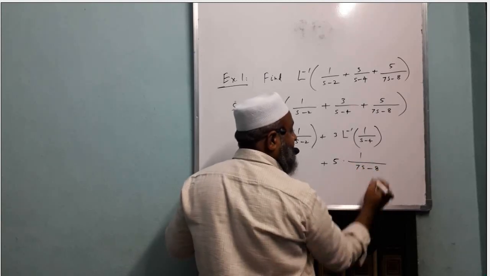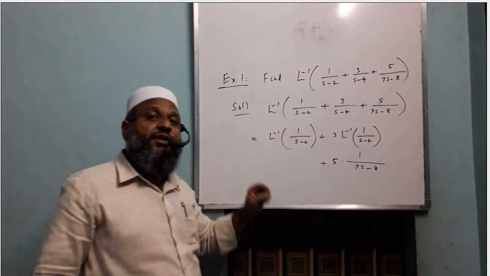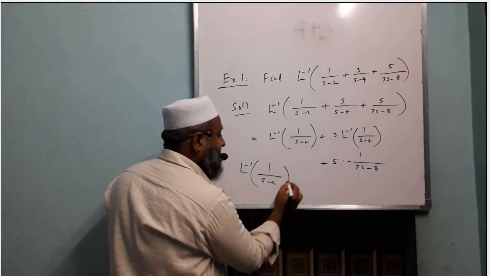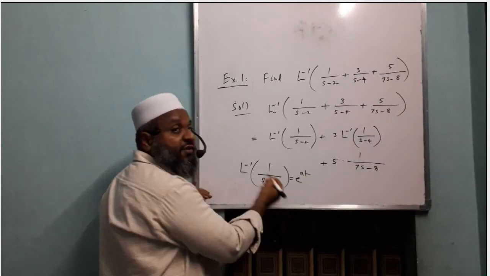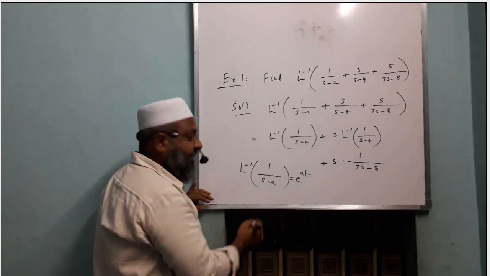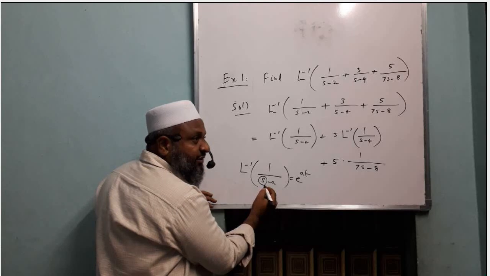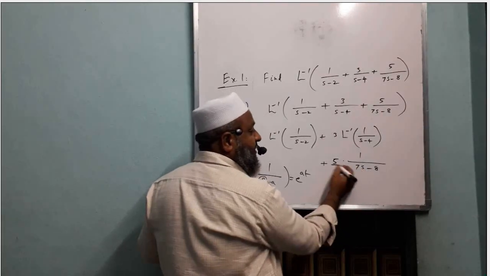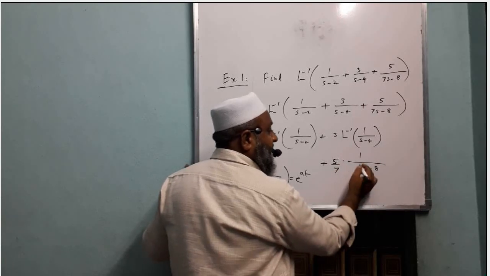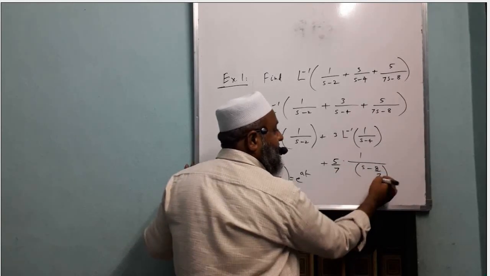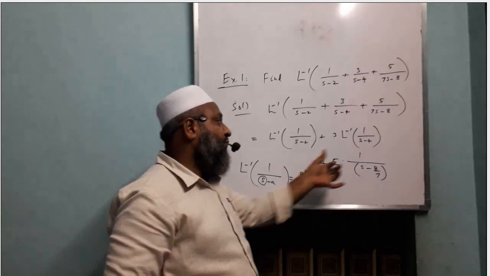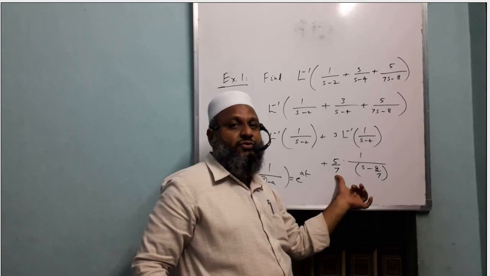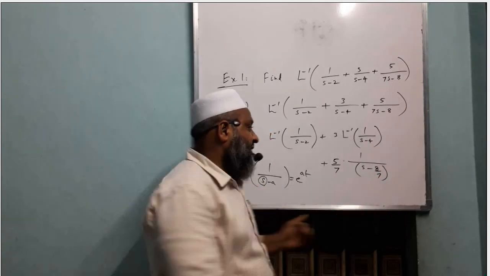7s minus 8. But you know that L inverse of 1 by s minus a is e to the power of at. So it should be s here. You can adjust any constant here. So what I now do is I will take 7 out common. I will write it in this way, and I will make it 8 by 7. What I have done here is I have just taken 7 out. So s minus 8 by 7.